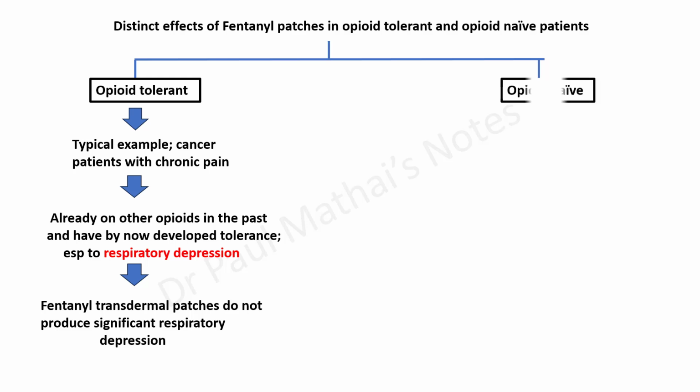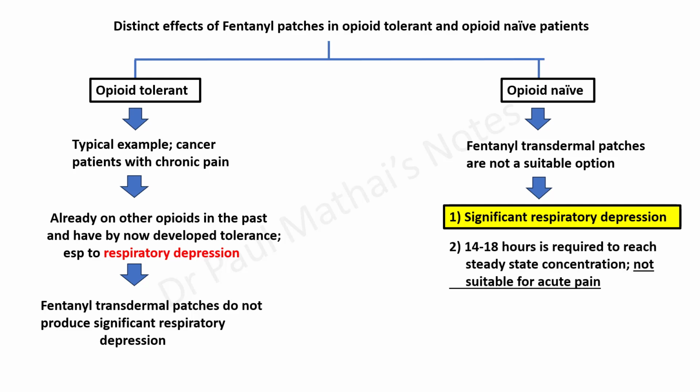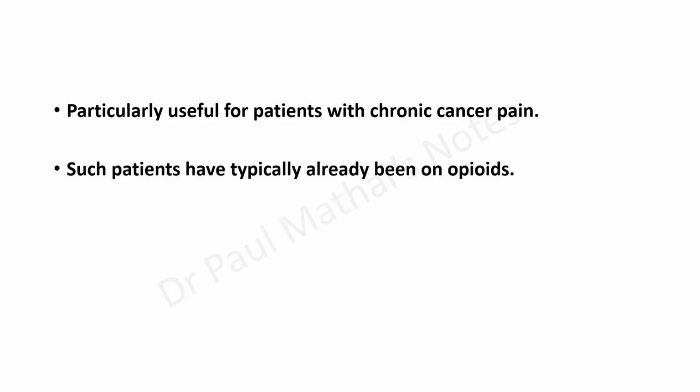However, in opioid-naive patients, fentanyl transdermal patches are not a suitable option because it will produce significant respiratory depression even at lower doses. In addition to this, 14 to 18 hours is required to reach a steady state concentration, and therefore it is not at all suitable for acute pain. So fentanyl transdermal patches are particularly useful for patients with chronic cancer pain.